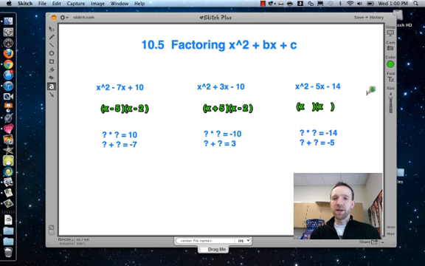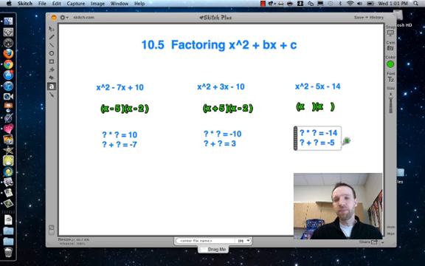Alright, one last example here, x squared minus 5x minus 14. In this situation, I have two subtraction signs, negative 14, negative 5. Okay, so knowing that this is a negative 14, again, I'm going to need one positive, one negative number to be multiplied together to give me the negative 14. Let's try a combination of 7 and 2. 7 and 2 multiply together and give me 14, or some variation of that can be negative 14.